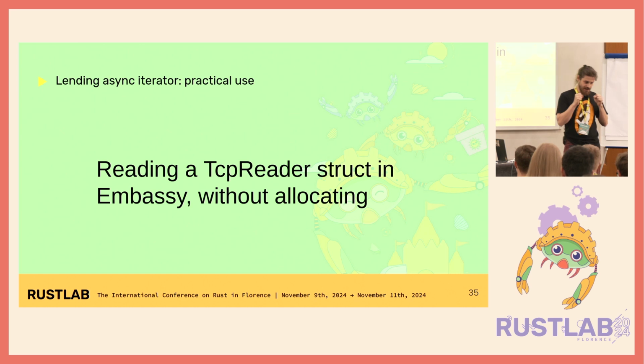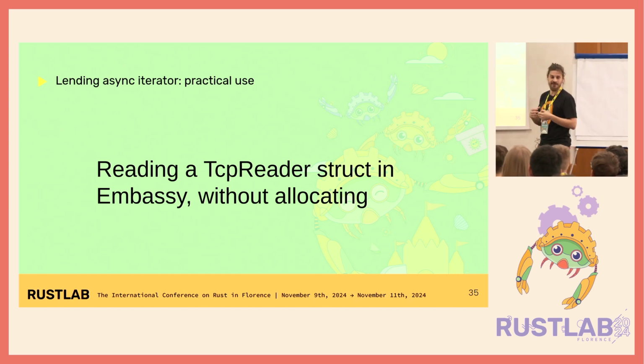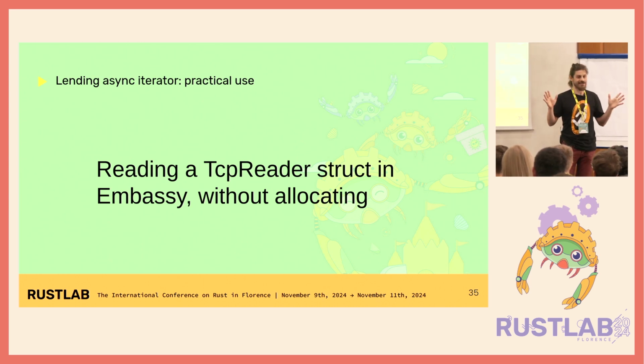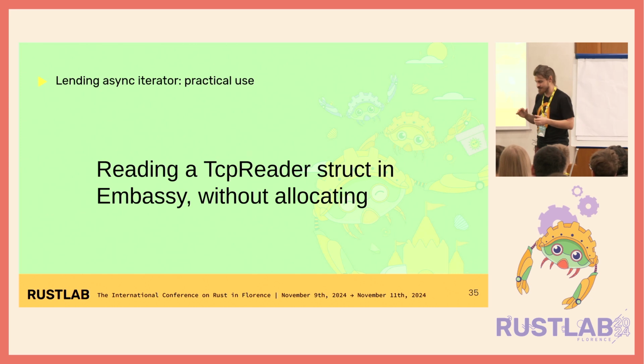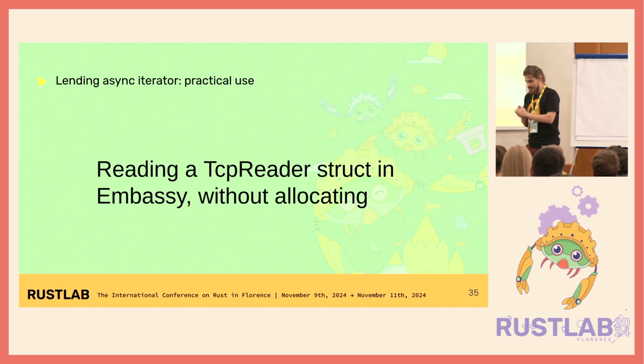Let's try to see how we can implement the lending async iterator for something useful. For instance, the TCP reader struct in Embassy without allocating. We want to use that in a bare metal situation if we can, and generally it's not the best solution to heap allocate in this situation. So what can we do now without the lending async iterators?